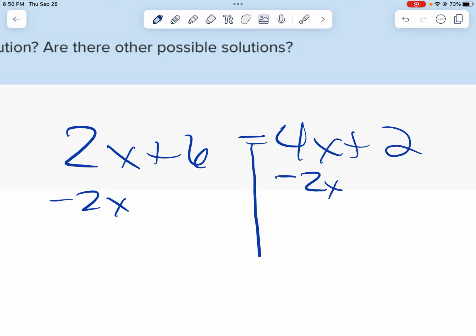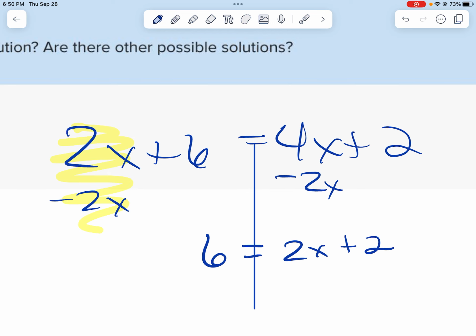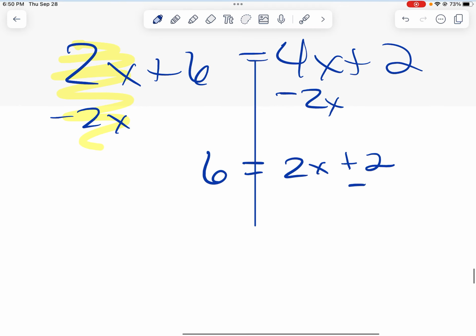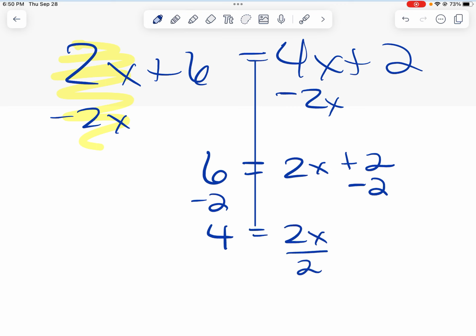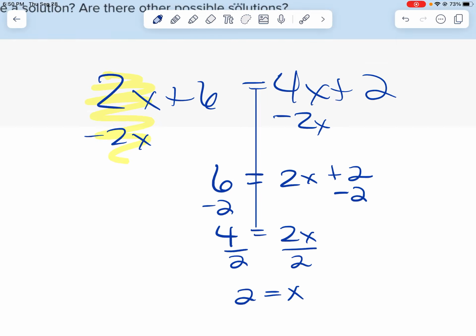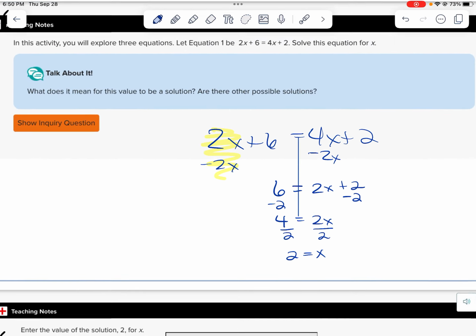Oh, and I know I forgot to put this down. And that means these are going to be eliminated. So I bring the 6 down and an equal sign and 2x plus 2. I subtract 2 from both sides. I get 4 equals 2x. I divide by 2 on both sides, and I get 2 is equal to x. Okay.